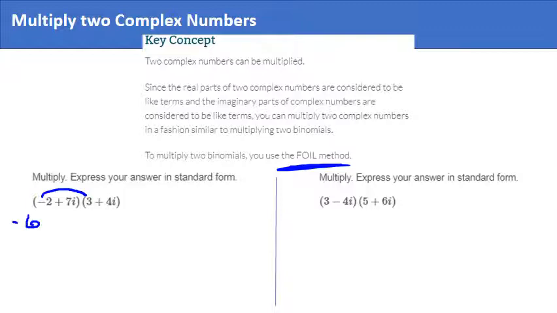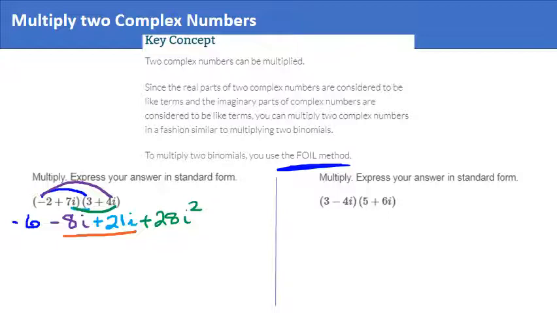I'm going to use a different color on each one of these. So negative 2 times 4i gives you a negative 8i. And then we have 7i times 3, so that gives you a plus 21i. And then we have 7i times 4, so that gives you a positive 28i squared.